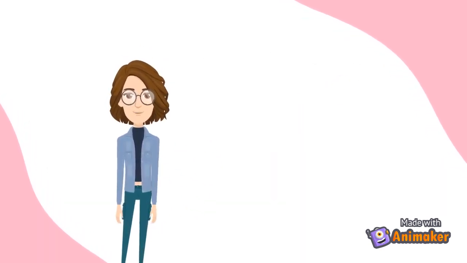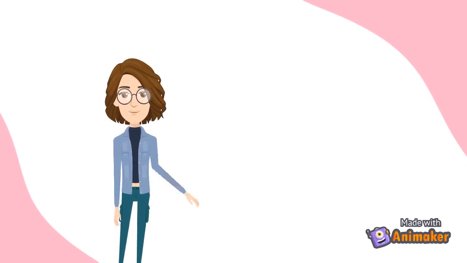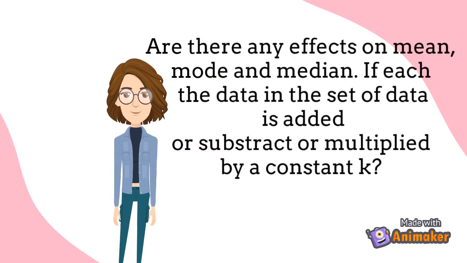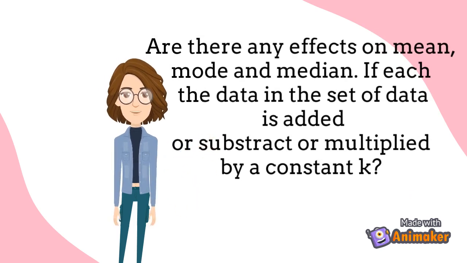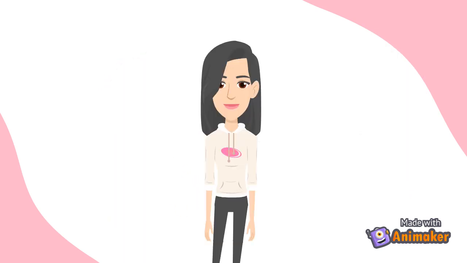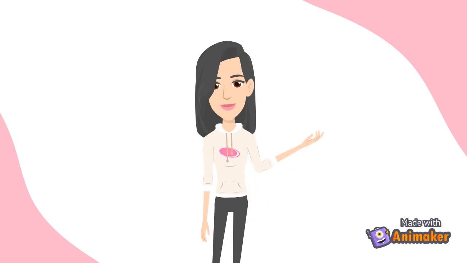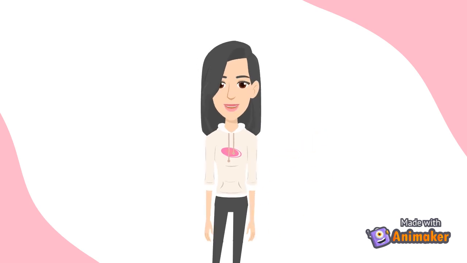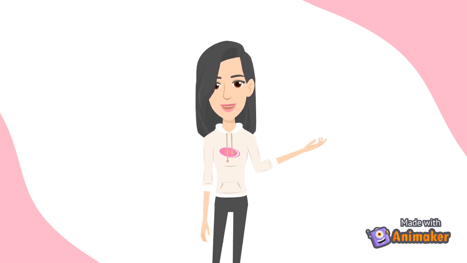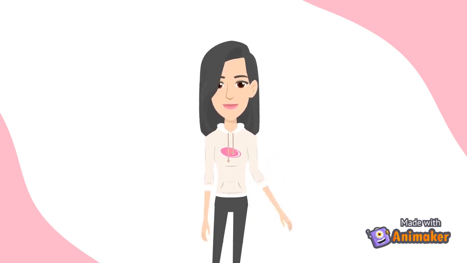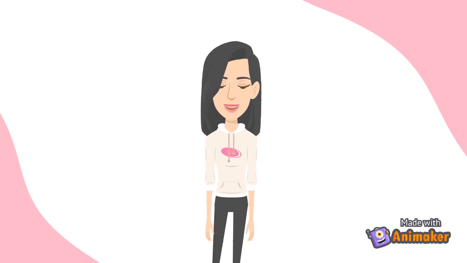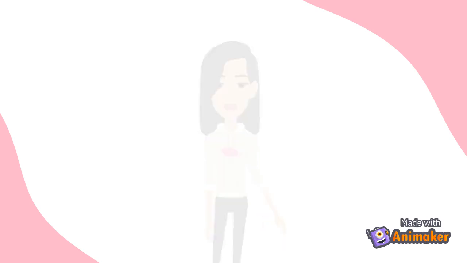Guys, I have a question. Are there any effects on mean, mode and median if each of the data in the set of data is added or subtracted or multiplied by a constant k? Good question, Anas. I forgot to mention that if each of the data in a set of data is added, or subtracted, or multiplied by a constant k, then there will be a new mean, mode and median. Check this out.